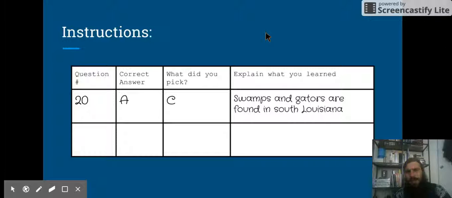Now, you're going to fill out this chart for 10 questions. Remember to pick those 10 out of the 10 at the top of your worksheet. We're going to talk about more later, and you're also going to have an exit ticket to make sure that we're prepared moving forward.